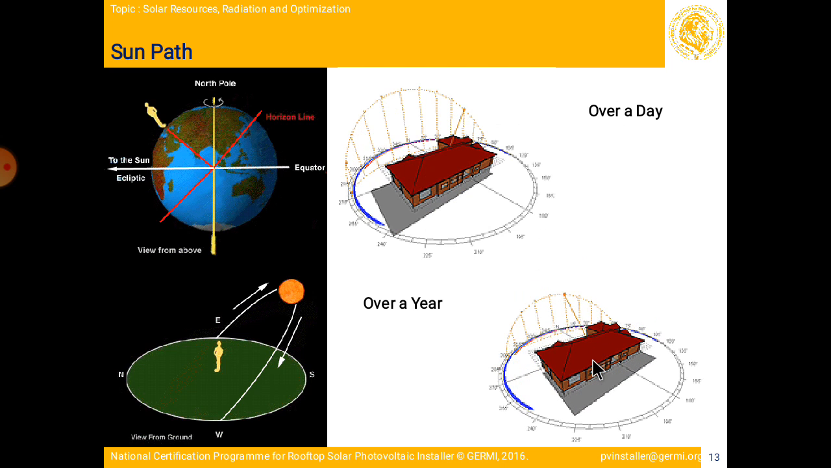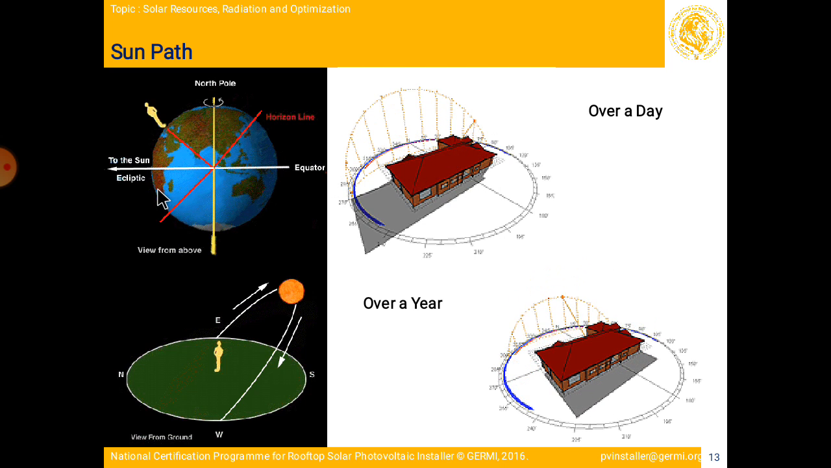And this is the shadow of the house due to the changing of the sun path throughout the year. So this shows that according to this motion we need to place our solar PV panel so that it will give the maximum output.